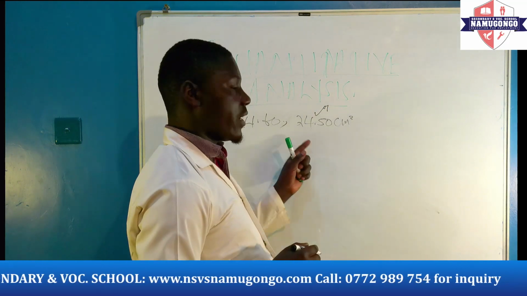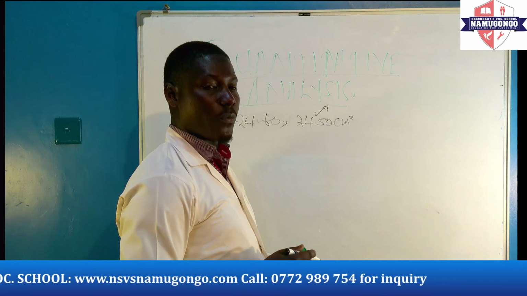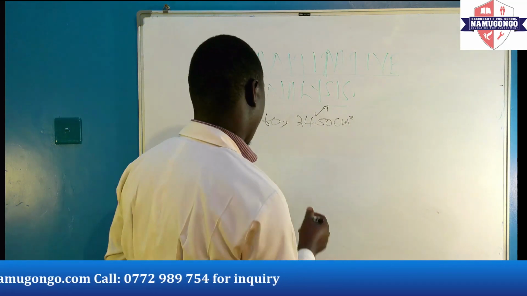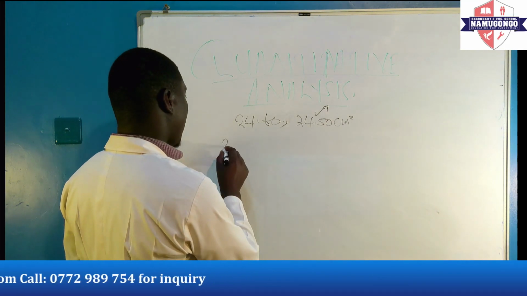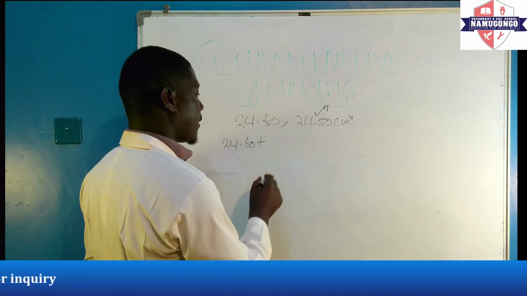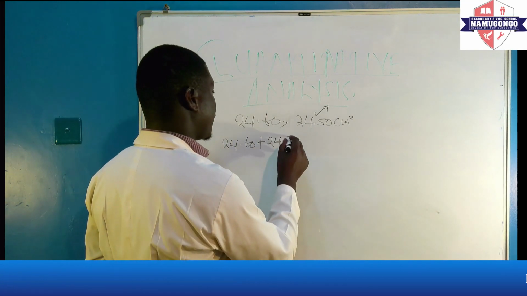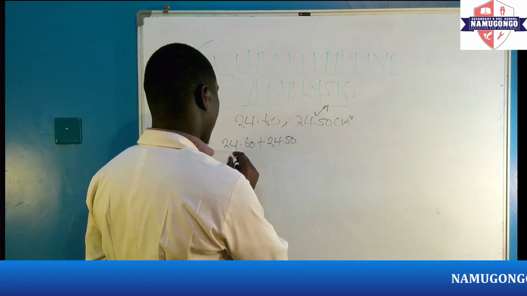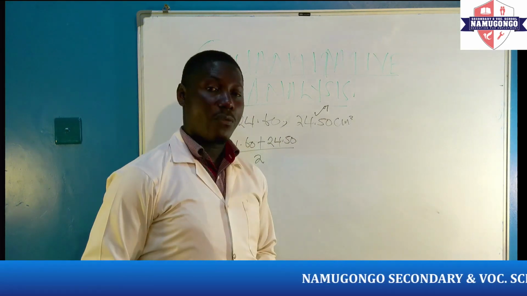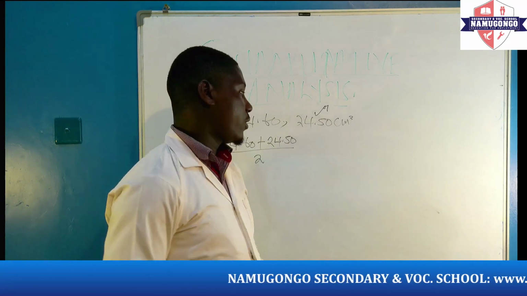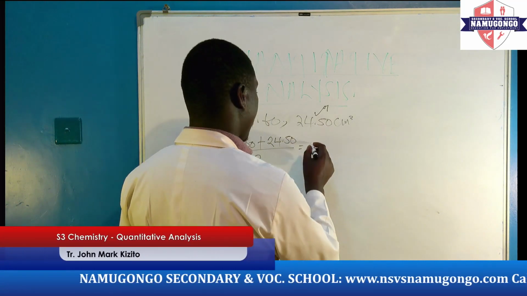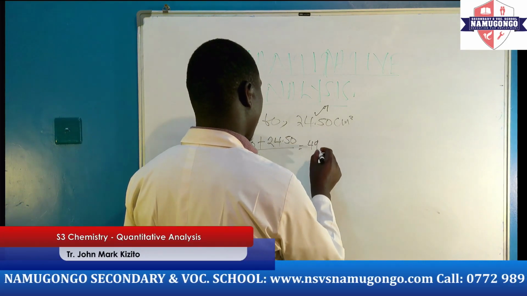After recording these values, the second question will ask you to find out the average volume of hydrochloric acid which was used. So what you do is add them up, 24.60 plus 24.50 divided by 2. Why do we divide by 2? Because we are finding the average. And when you add these 2, you come up with 49.